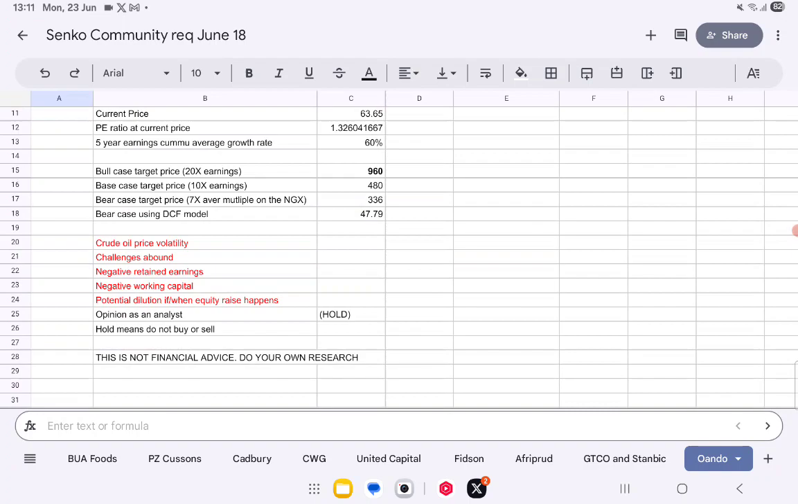Other challenges: you have negative retained earnings. Essentially, the tank is running empty. So Oando is not paying a dividend anytime soon. It's not going to pay a dividend for FY 2025. I don't know about FY 26, but what that means is that the earliest anyone is going to get a dividend from Oando is probably calendar year 2027.